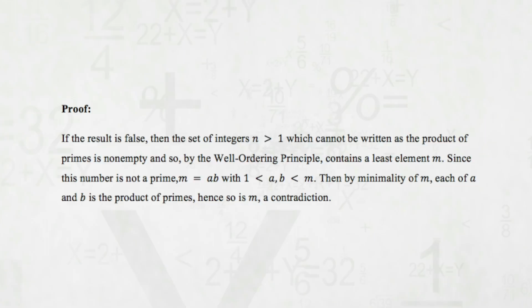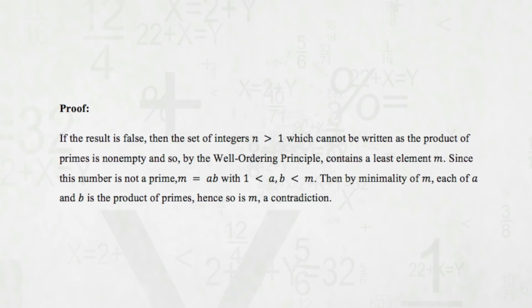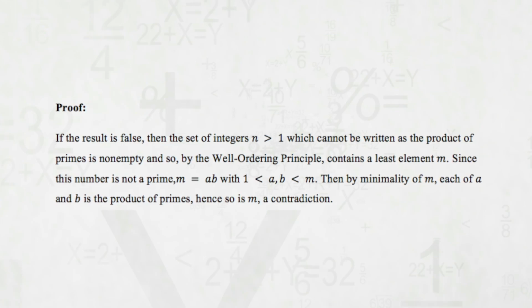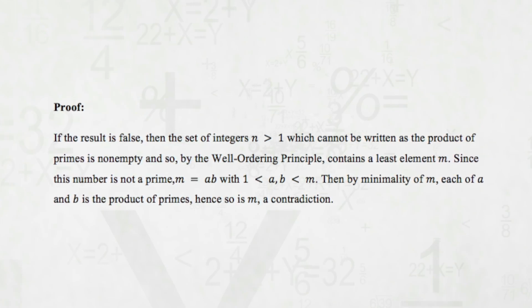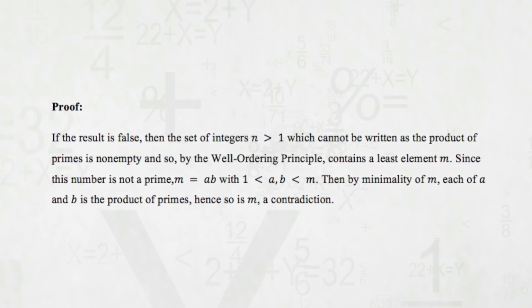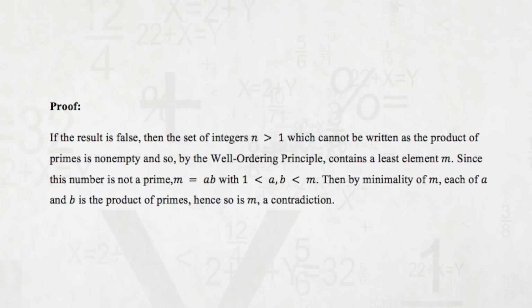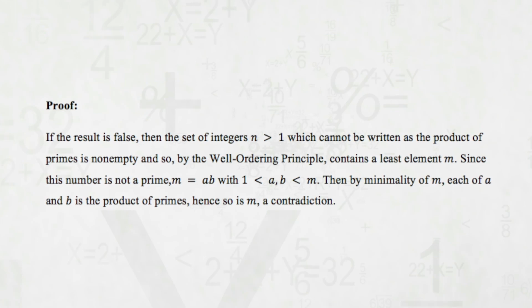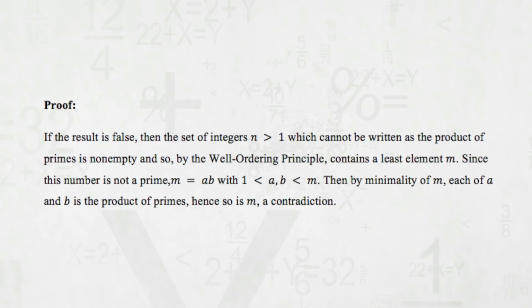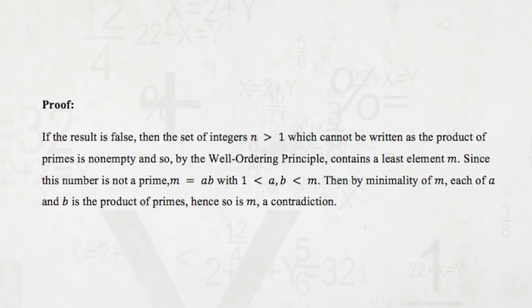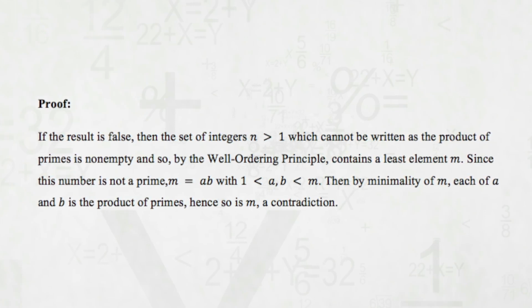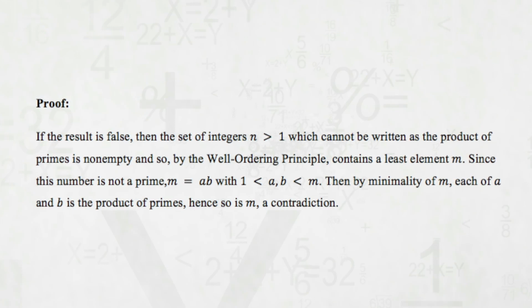Now, we shall prove this statement. If the result is false, then the set of integers n greater than 1 which cannot be written as a product of primes is non-empty, and so by the well ordering principle it contains a least element, that is m. Since this number is not a prime number, m can be written as a multiplied by b, where 1 less than a less than m and 1 less than b less than m.